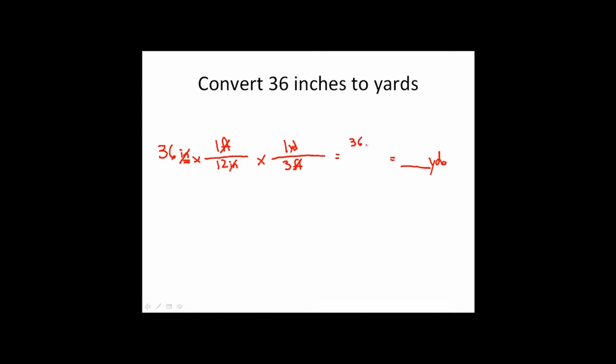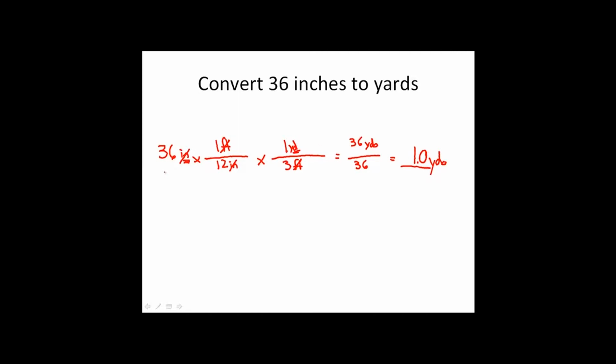That's going to be 36. The unit is going to be yards because there's nothing left there. On the bottom, I'm dividing by 12 times 3. That's going to be divided by 36. And I don't have a unit on the bottom. Ultimately, you can see the division problem works out, and I end up with 1 yard. Specifically, I'm going to use 1.0 yard. Okay?